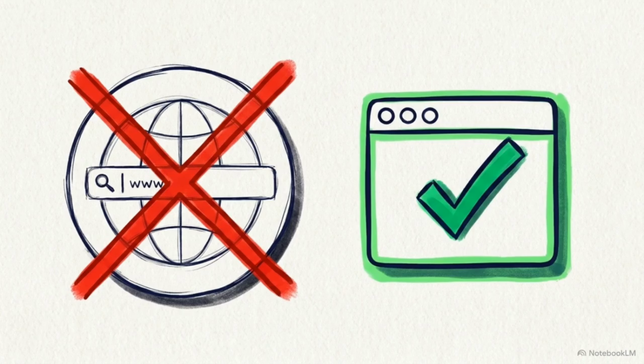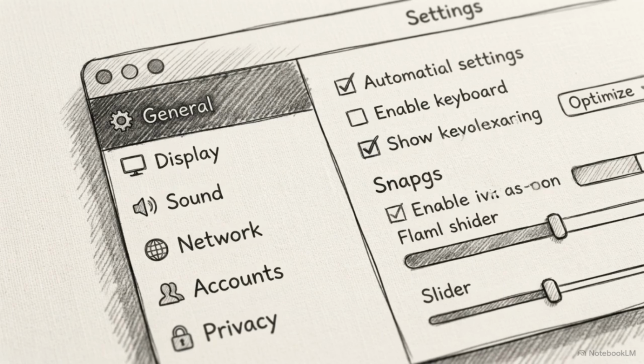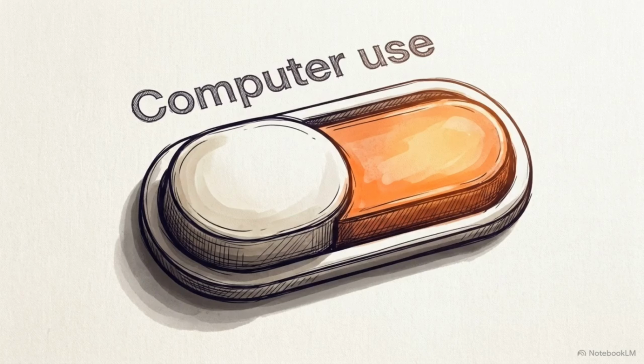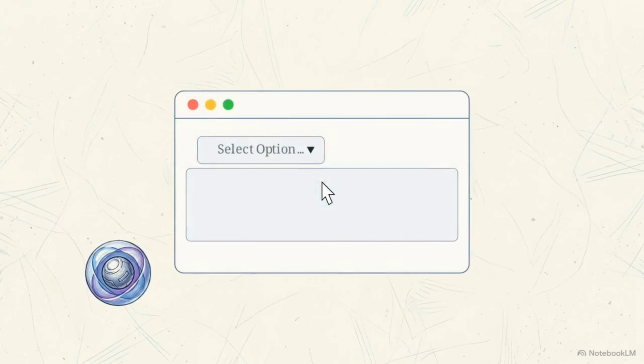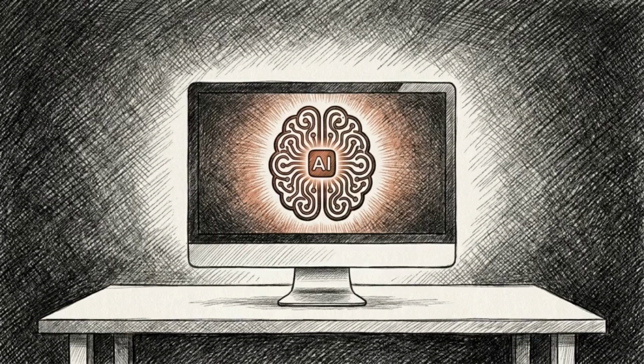This capability does not work in the Chrome browser. You must use the standalone Claude desktop app. Open the desktop app, go to Settings, select General, and toggle Computer Use to the On position. When a task requires a tool that lacks a direct connector, Claude will use your mouse and keyboard to open local applications, click menus, and type text exactly like a human operator. The setup is complete. You now have a digital proxy capable of executing tasks across your local machine.